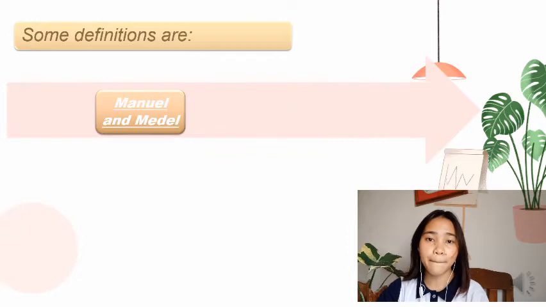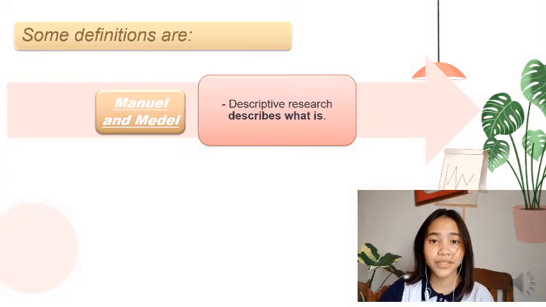Descriptive research was defined by many authors, but it does have one meaning. Some definitions are from Manuel and Medel. According to them, descriptive research describes what is, in which it involves description, recording, analysis, and the interpretation of how a person, a group, or a thing behaves or functions in the present condition on which it is focused, and the process of what is going on. Also, it often involves comparison and contrast.